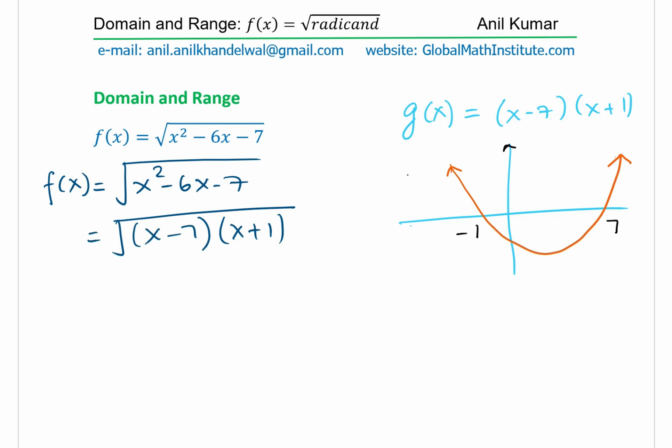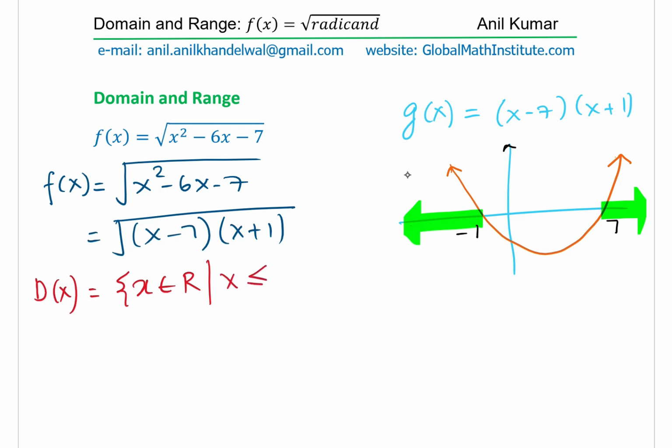From here, you do get the domain of the function since the radical is only defined for positive values. So we can write the domain at least. Let's say the domain of this particular function is when the function inside is positive, right? So we could write this as x belongs to real numbers where x is either less than or equal to minus 1 or x is greater than or equal to 7.